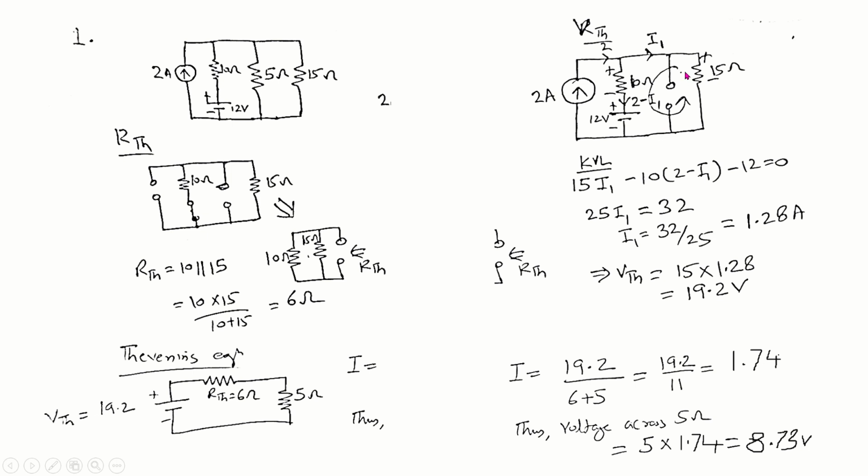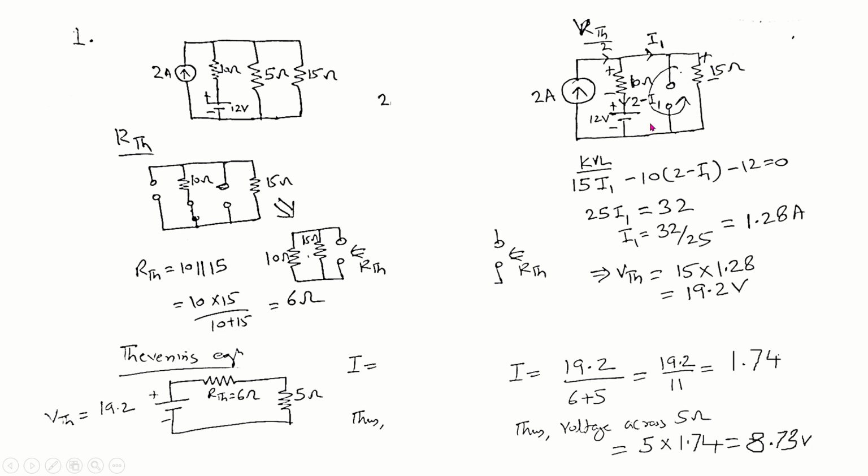and then applying KCL to this node gives us 2 minus I1 in this branch, and we apply KVL to this loop. Moving anti-clockwise while applying KVL to this loop gives us 15 I1 minus 10 into (2 minus I1) minus 12 equal to 0.